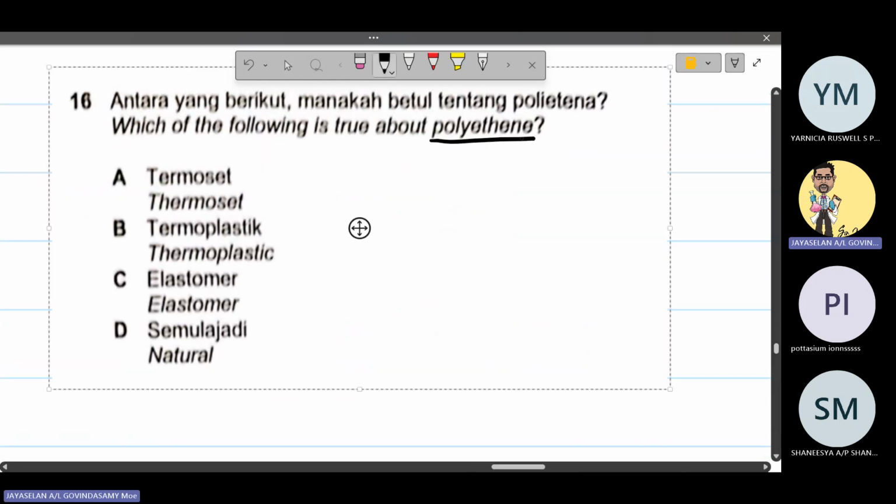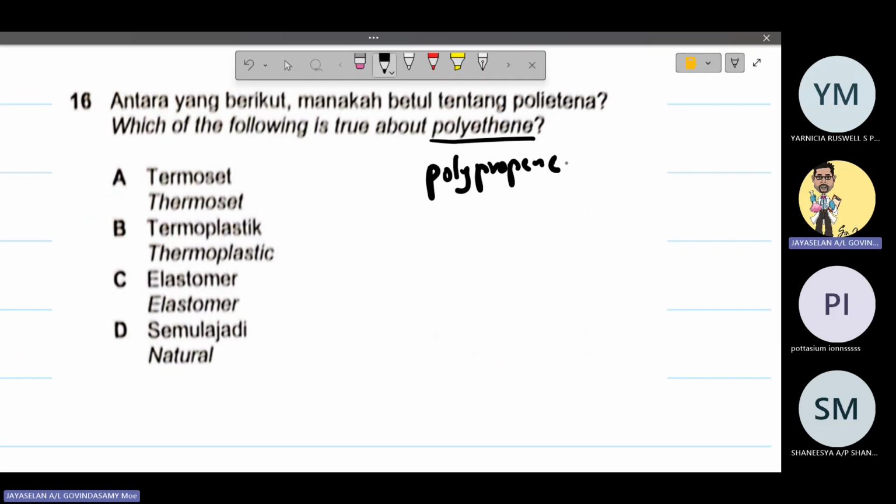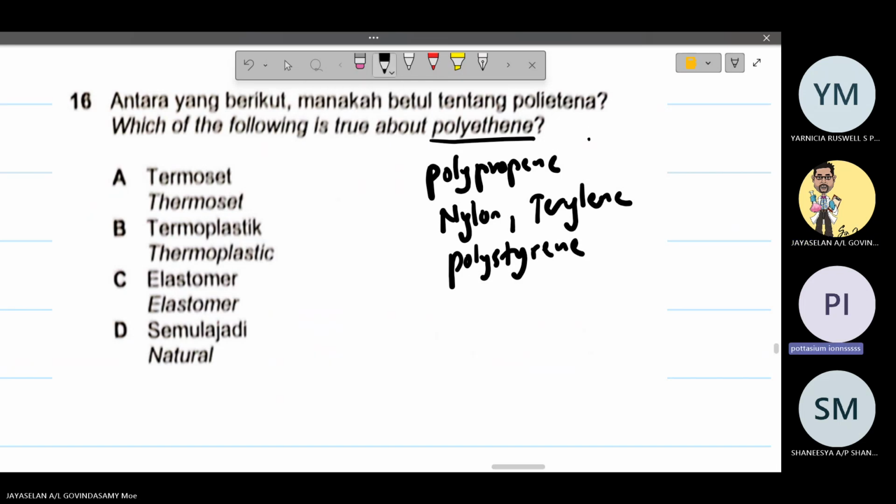Polyethylene, polypropylene, nylon, terylene, polystyrene. All these belong to what type of synthetic polymer? Anyone want to try? What type of synthetic polymer? Kiran? Thermosetting? Thermoplastic? Okay, it should be very good.